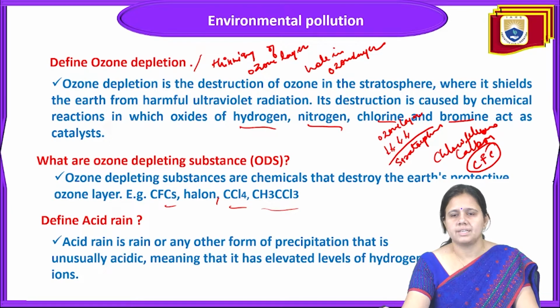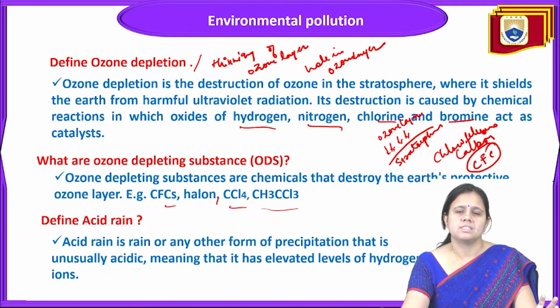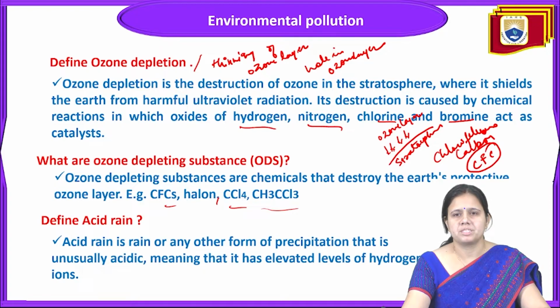Acid rain, what is acid rain? We can say that rainwater that is acidic in nature is called acid rain. If we understand this term in a very general manner, rainwater that contains some harmful concentrated acid is called acid rain. Acid rain is rain or any other form of precipitation that is usually acidic in nature, meaning that it has an elevated level of hydrogen ions.